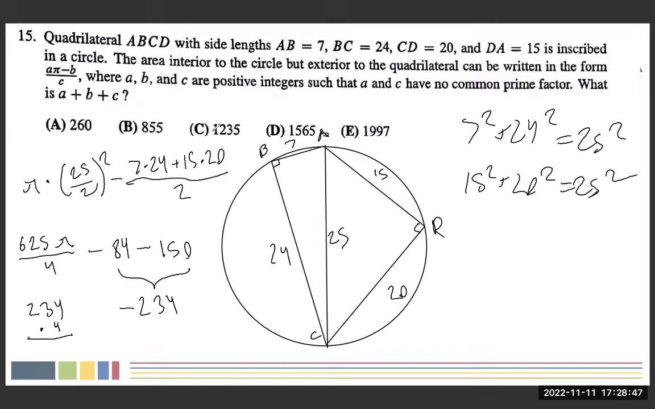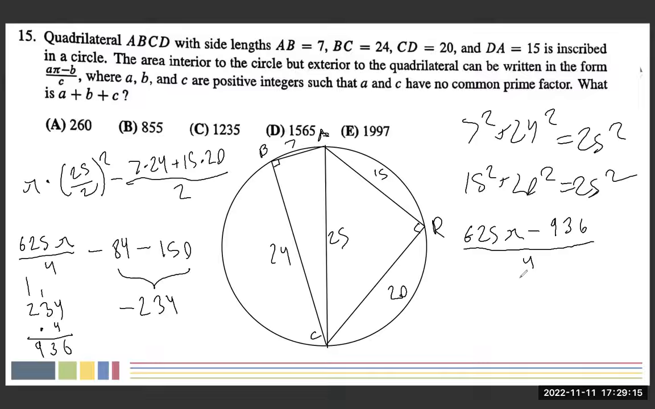And this is why the problem gives you such large values, right? That makes sense why the answers are so large, because you have to add up very large numbers, basically. And if we multiply that out, we get 936, which means that our final answer is 625 pi minus 936 over 4.